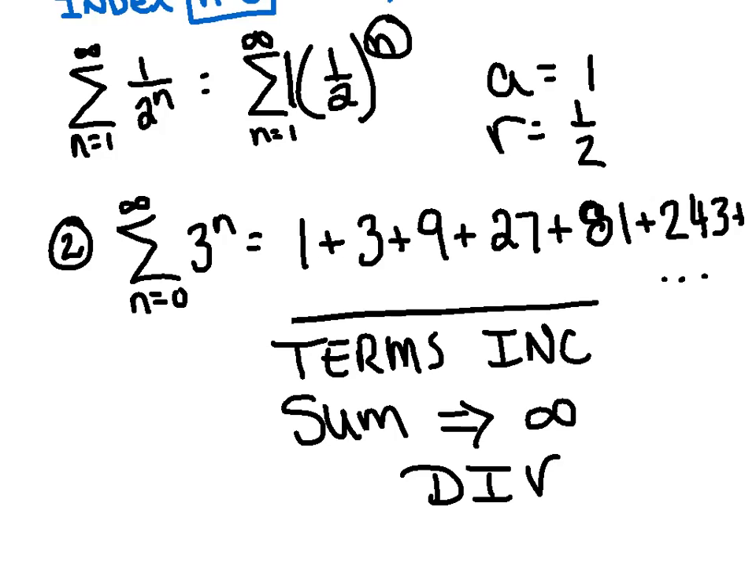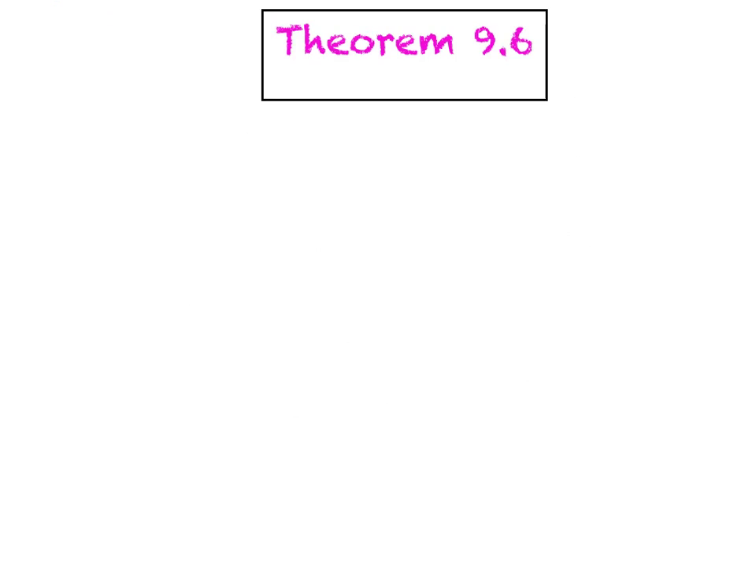So basically, if your terms increase, and we'll talk more about this later, and we've got a special name for this, but if the terms increase, it automatically diverges. It has a 0% chance of converging.